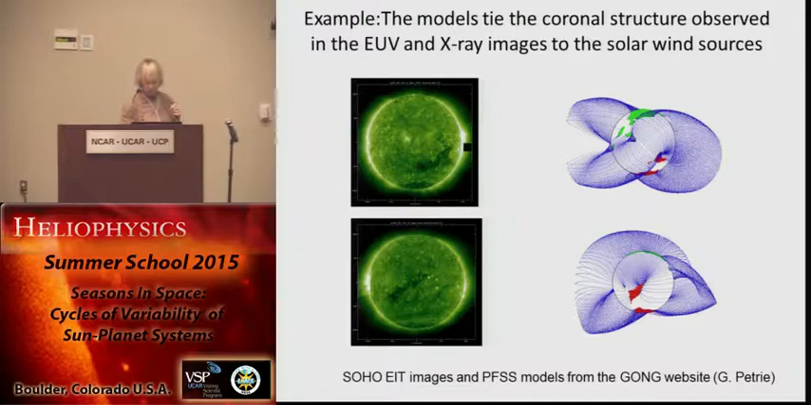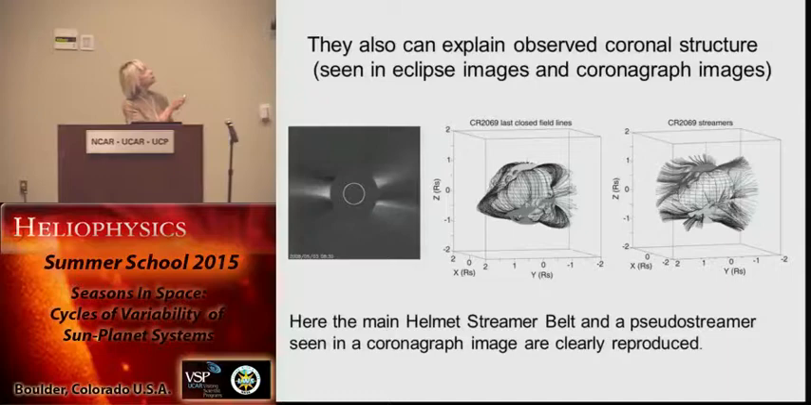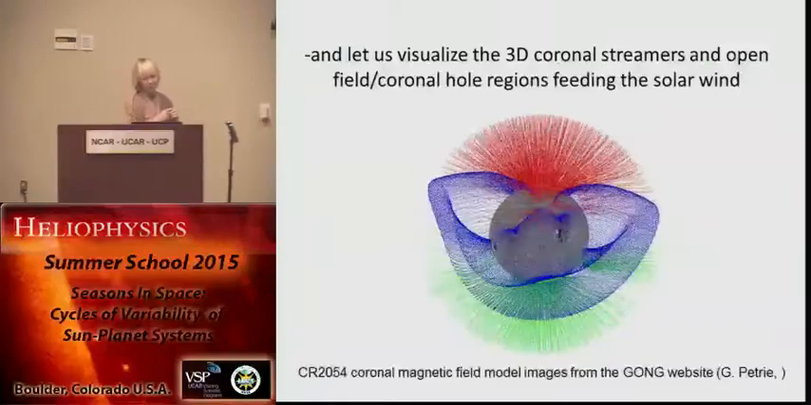You can also look at the streamers in a coronagraph image, and you can see if the helmet streamer that you get from the potential field model is matching what the coronagraph image is showing. Here we have a warp in the main helmet streamer that broadens this out, and you can see that these two features are probably the ends of this warp rather than two separate helmet features. So you have to appreciate the three-dimensional nature of the structure that you're seeing in a coronagraph picture as well.